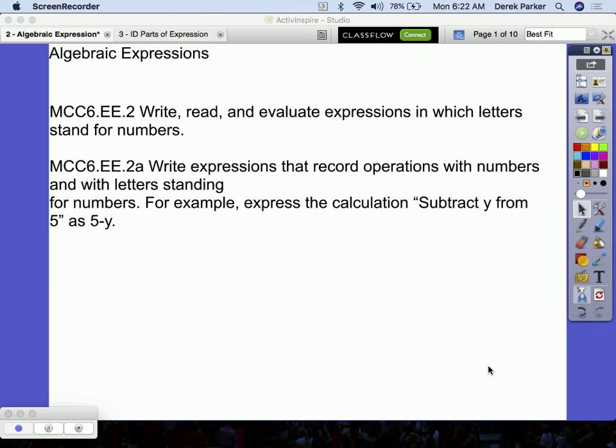In this lesson, we are going to learn about algebraic expressions, how to write, read, and evaluate expressions in which letters stand for numbers. This goes along with Standard 2 in the Georgia Standards of Excellence.